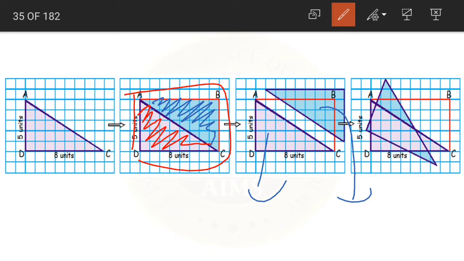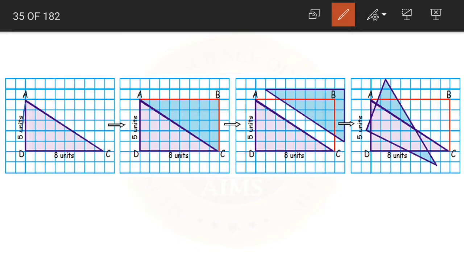So what are we concluding here? From one rectangle we can get two triangles. First, what did we do, children? We were having a triangle, so we converted this triangle into a rectangle. By adding a few lines, we have made it into a rectangle. Now what are we observing from this rectangle? We are observing that there are two triangles in this rectangle. Yes or no?